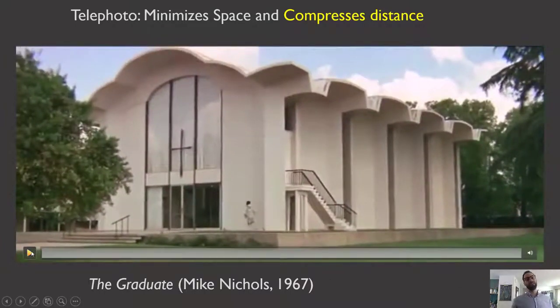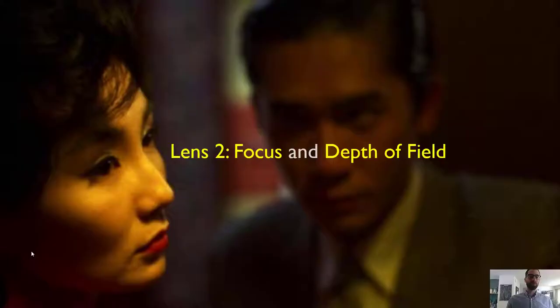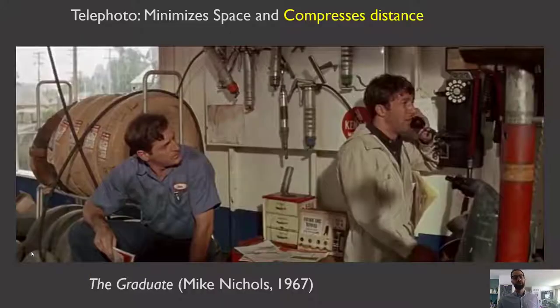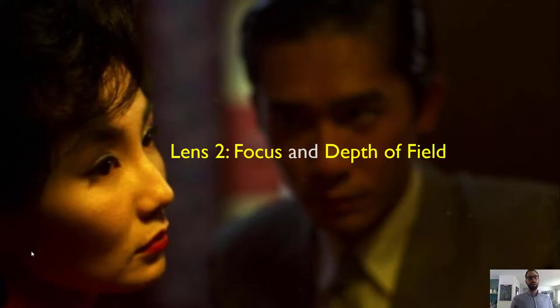A really great example of how to use lens length in order to convey some kind of point, some kind of political point in this film. So once again, this was telephoto, and this was wide angle. So now let's talk about focus and depth of field.